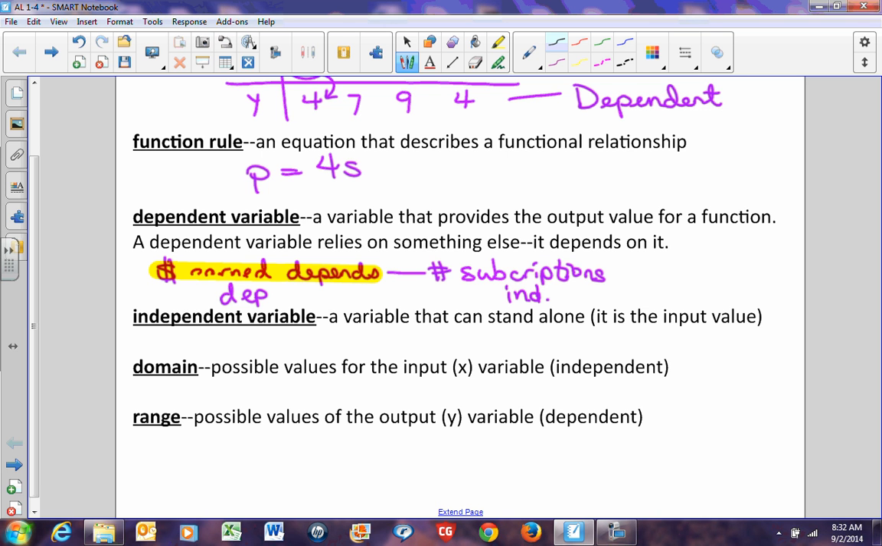A domain is the possible value for your input or x variable. In other words, it is the independent part. The range is your possible values of your y or output variable or your dependent variable.